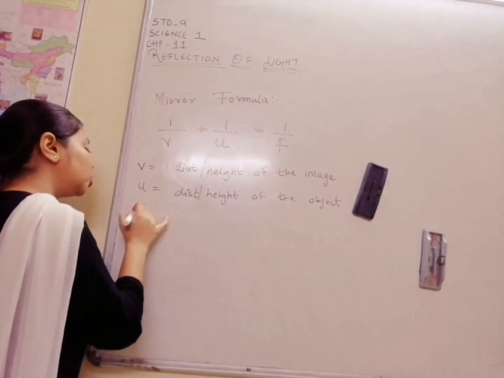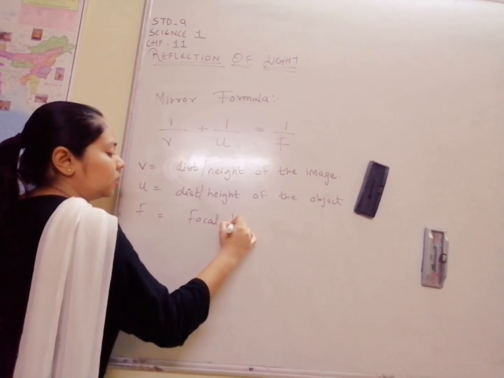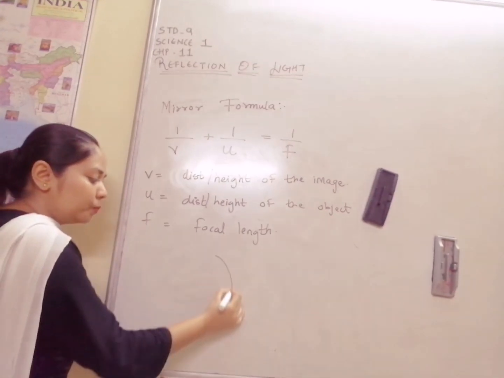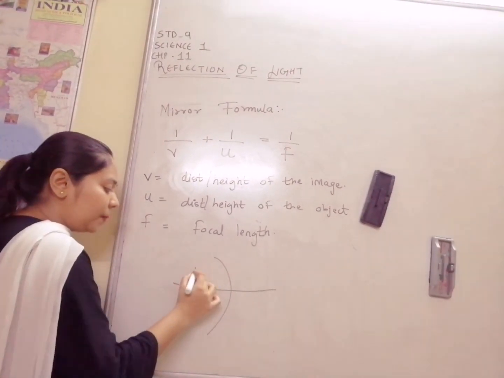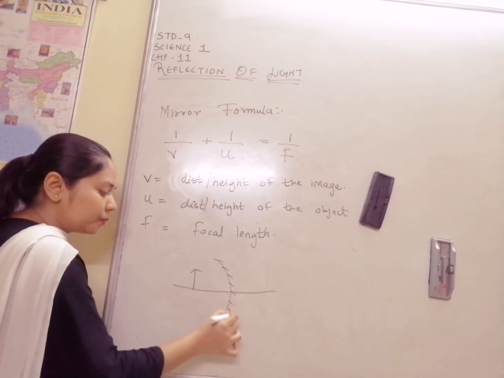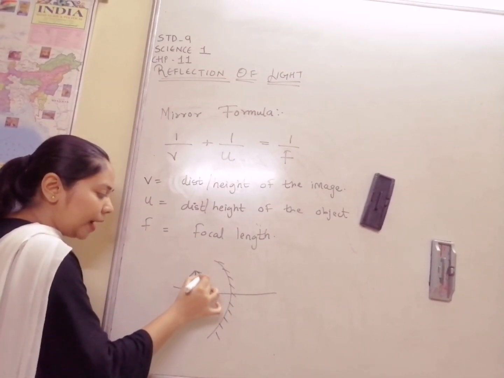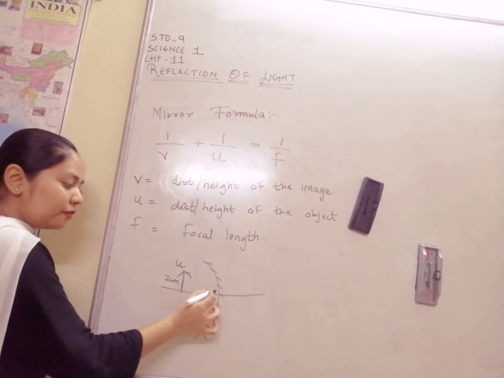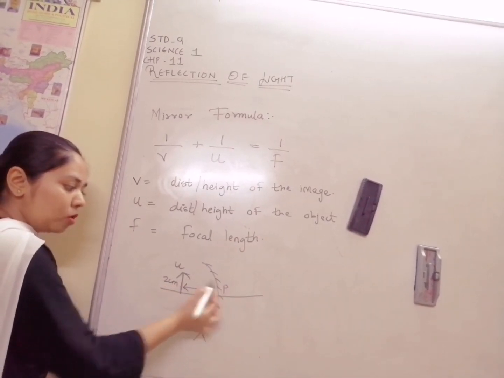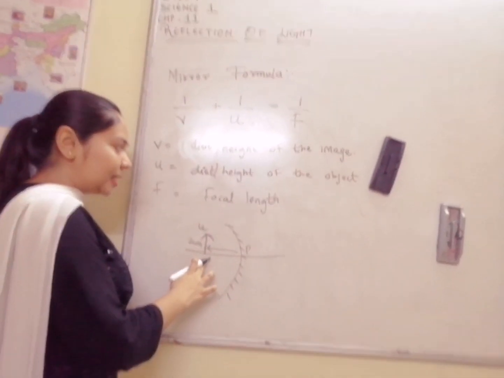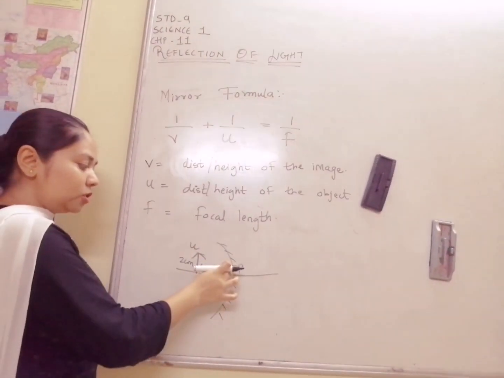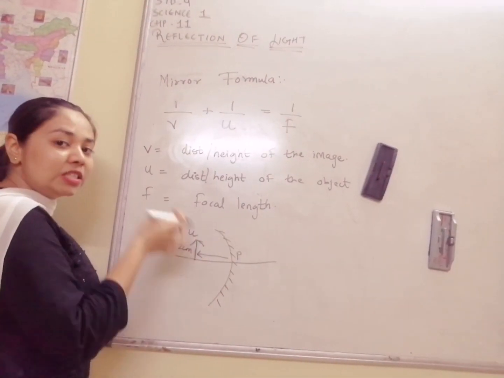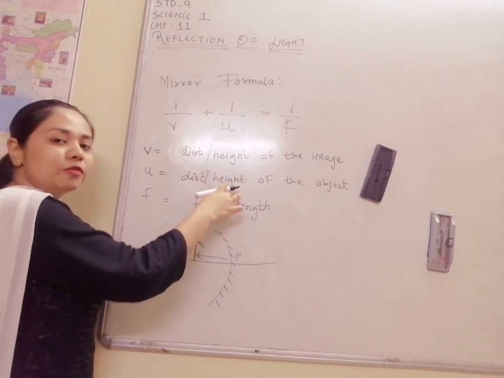And small f, you all know, is the focal length. Now how will you measure v and u? Suppose I place my object like this. This is my concave mirror. Either you can find the height, maybe it is 2 centimeter, that you can use as u, or you can find the distance of this object from the pole. That also we can use as u. So the distance of the object from the pole is known as the object distance. Or else if the distance is not there, we can also take u as the height of the object.